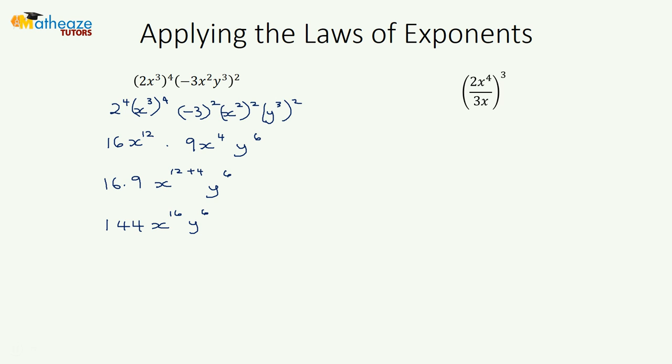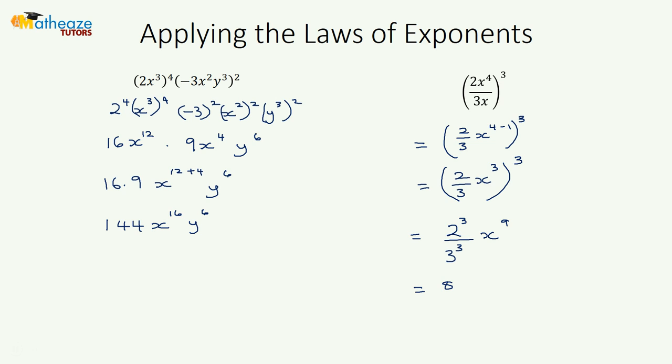Now for this one here, we can simplify this in the parentheses. So we have (2/3 x to the power of 4 minus 1) all to the power of 3. So we have (2/3 x to the power of 3) all raised to the power of 3. So that's going to be 2 to the power of 3 divided by 3 to the power of 3, and then x to the power of 3 times 3, which is 9. So that's going to give us 2 to the power of 3 is 8, and then 3 to the power of 3 is 27, and then we have x to the power of 9.